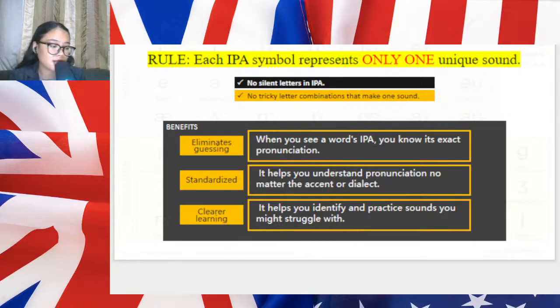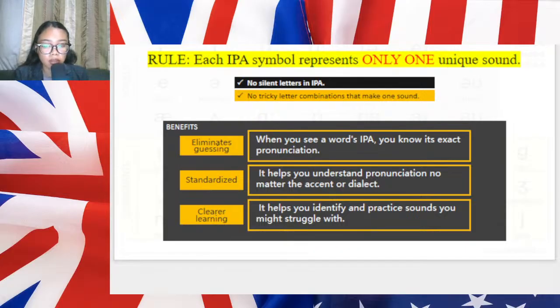Next, the benefit is that it is standardized in a way that helps you understand pronunciation no matter the accent or dialect. This means that IPA is a universal language for sounds. Whether someone speaks American English, British English, or any other variety of English, the IPA symbol for the sounds will be the same. It's a common ground for understanding and teaching pronunciation globally. Take note, it's a common ground.